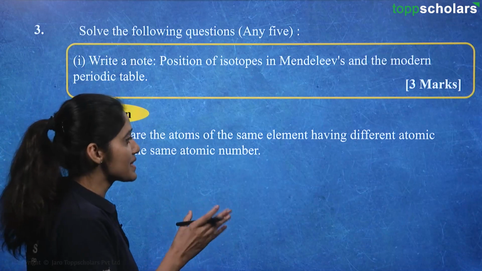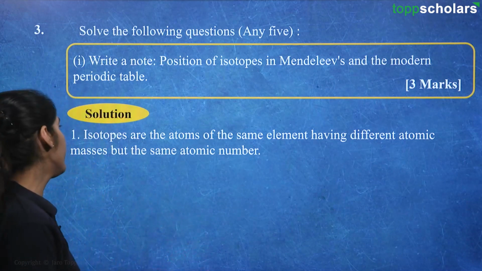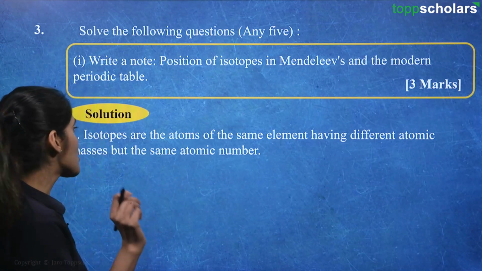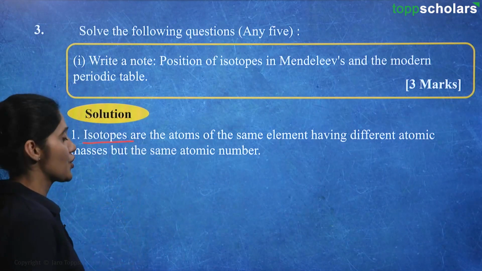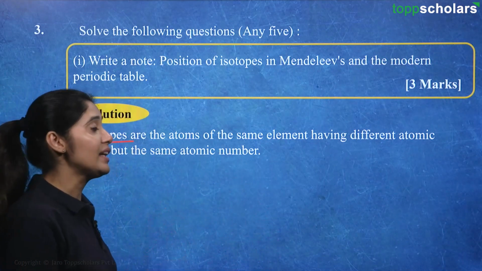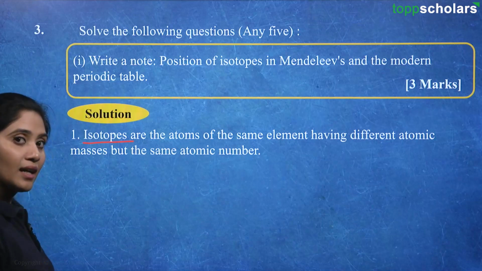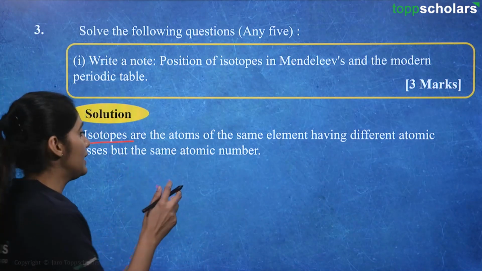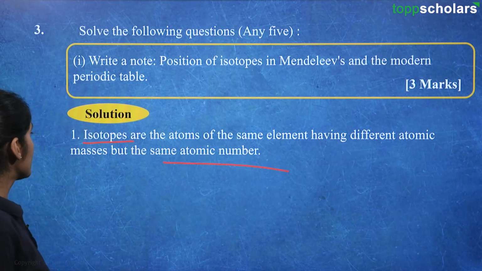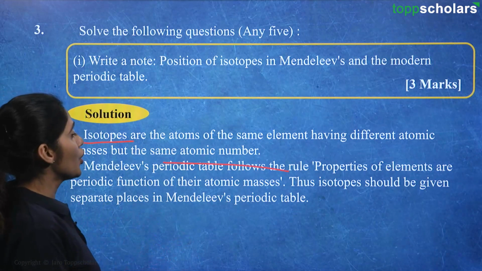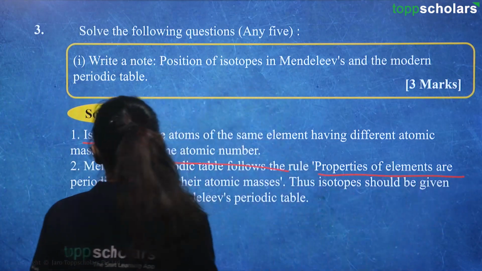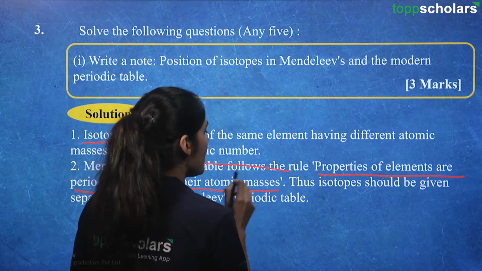Isotopes are the atoms of the same element having different atomic masses but the same atomic number, right? So first we start with the definition of isotopes. Atomic masses are different but the atomic number is the same. Then Mendeleev's periodic table follows the rule: properties of elements are a periodic function of their atomic masses.